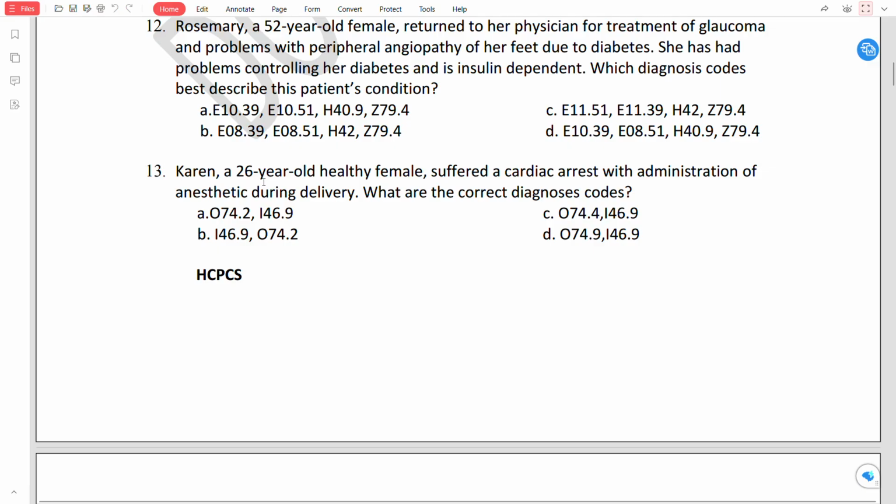13th one. Carrie, a 26-year-old healthy female, suffered a cardiac arrest with administration of anesthetic during delivery. What are the correct diagnosis codes?